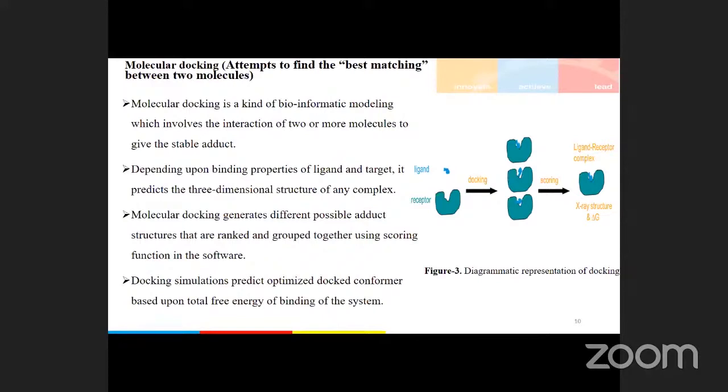So docking score is nothing but the binding free energy. Okay, so this is the thing. If you want to prove which one is the best docked pose, then we need to go for the X-ray structure as well as delta G, that is, the difference in the binding free energy calculations. So this is the process mainly involved.